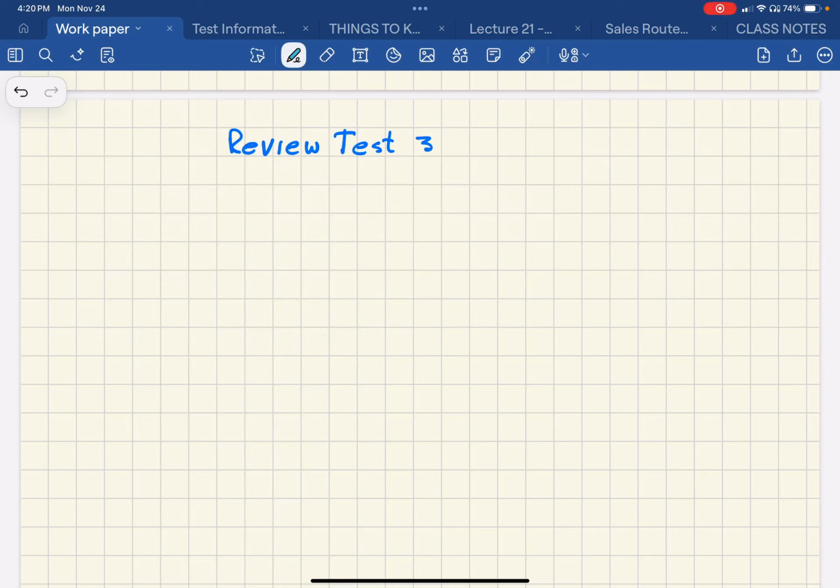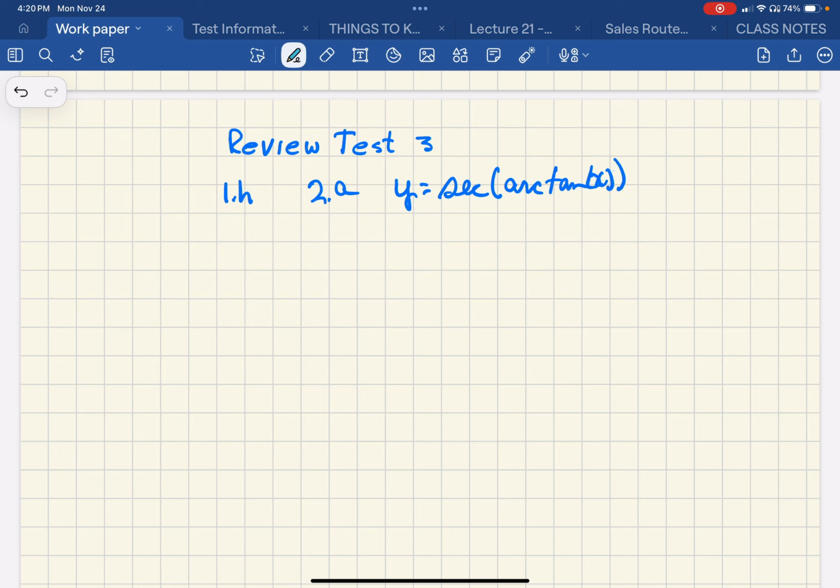We'll address two questions that are in review test number 3. The first question is number 1H, and the second one is 2A. Both of those questions relate to the function or the equation y is equal to the secant of the arctangent of x.